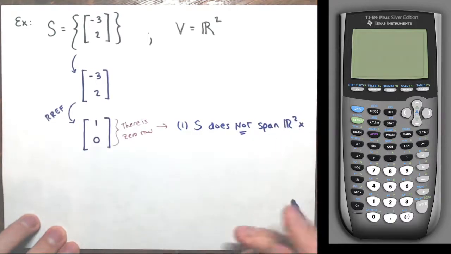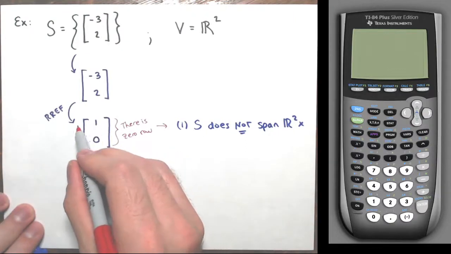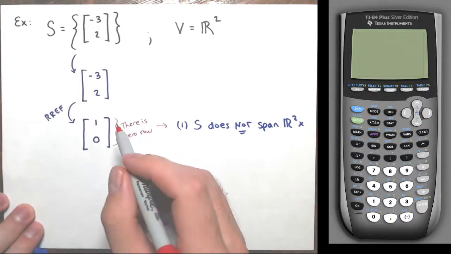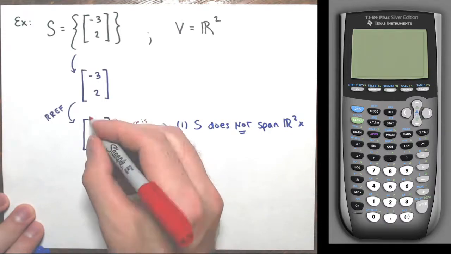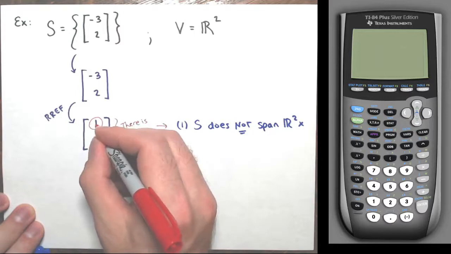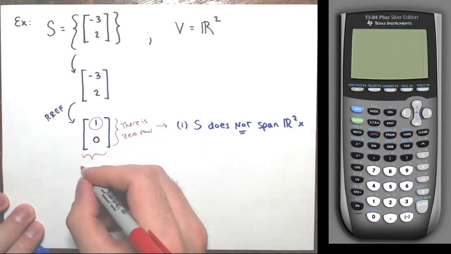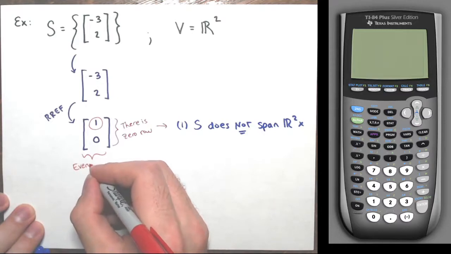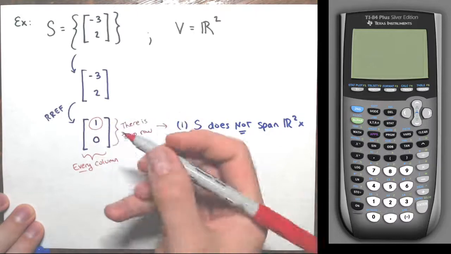And that's bad. So right away you can say that S is not a basis for R2. Looking at the columns, the pivots are the leading ones in any of the rows when you're in reduced row echelon form or echelon form. The only pivot is this thing. This is the leading one in the first row, and it's in the only column. So every column does have a pivot. The only column there is has a pivot.